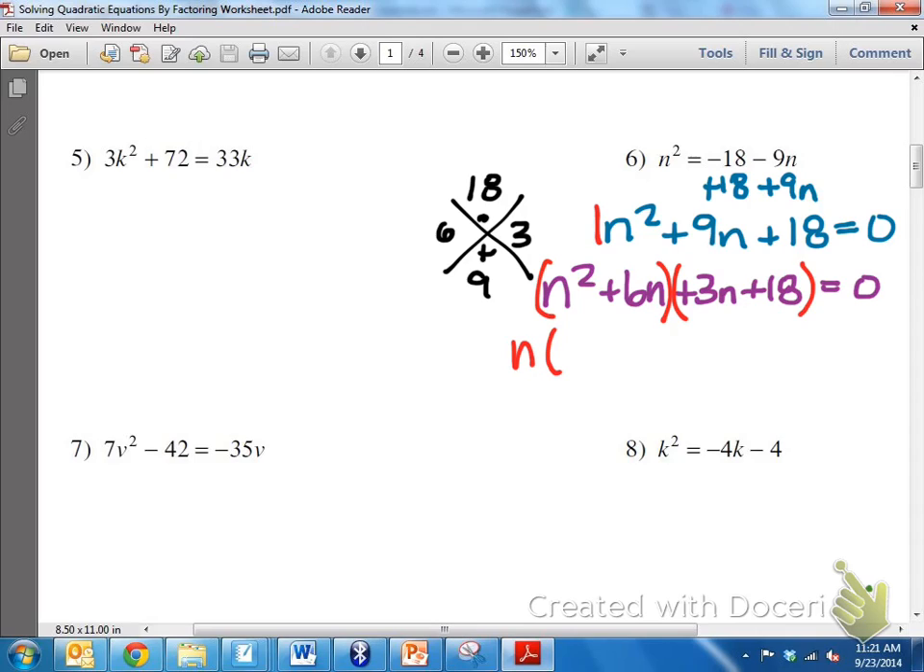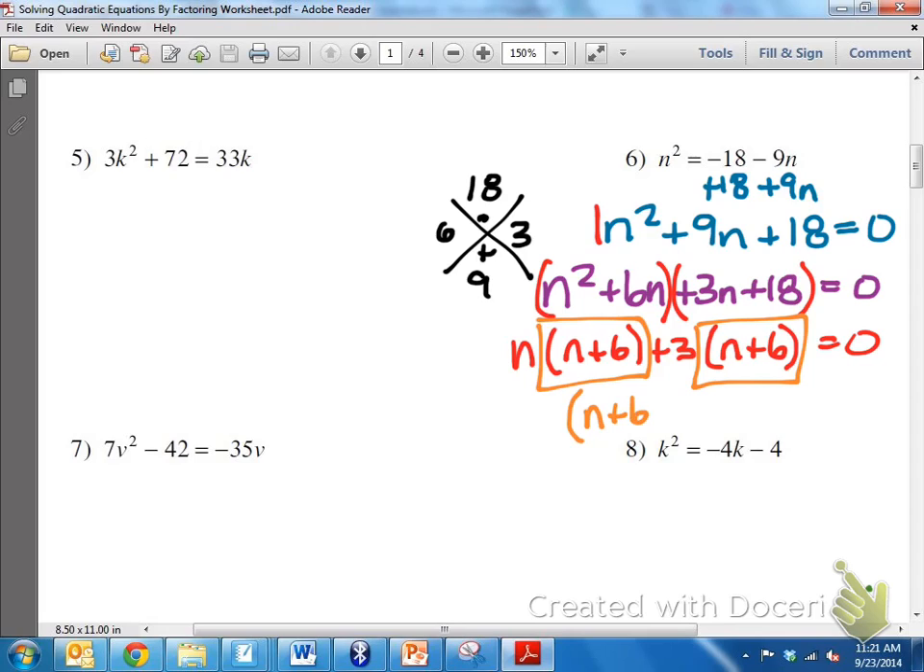n is what I can factor out of the first parenthesis, so I get n plus 6. And the second parenthesis, I can factor out a 3, and it's a positive 3, so that's why I wrote the plus. And I'm left with n plus 6. So the parentheses match, that's what we want, and we write that once. And then n plus 3, what's left over, gets written outside.